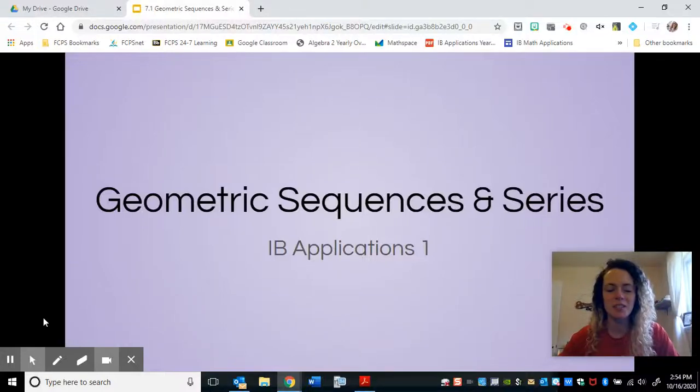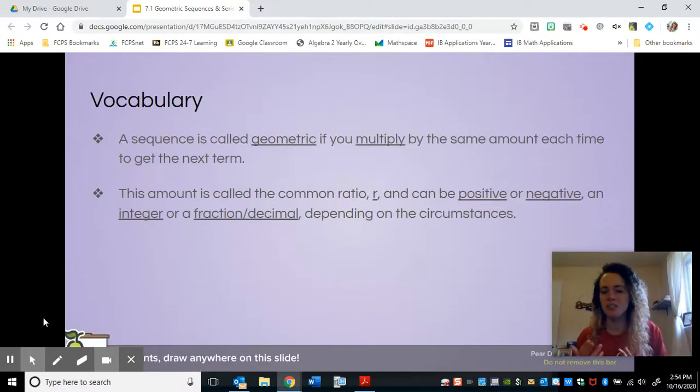What's up, everyone? Today we're talking about geometric sequences and series, so let's just get into some vocab. A sequence is called geometric if you multiply by the same amount each time, and that piece that you're multiplying by is called the common ratio, and it is denoted by the letter r.